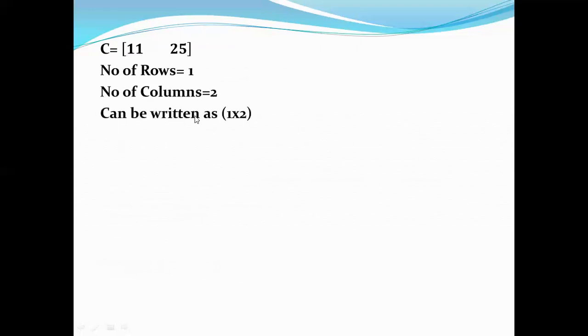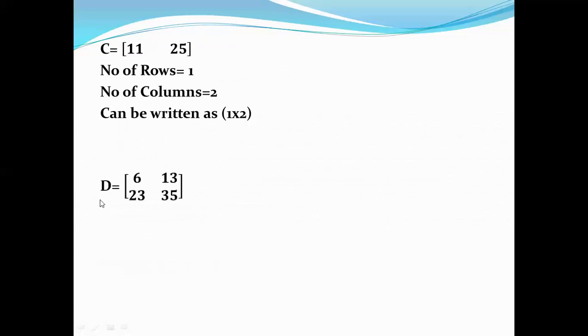Another example we have here is equal to 11, 25. The number of rows is 1 and the number of columns is 2. So number of rows equal to 1 and number of columns equal to 2. Therefore, it can be written as 1 by 2.